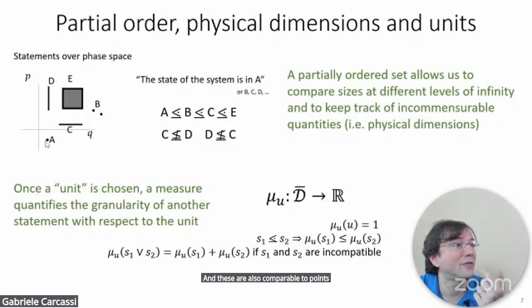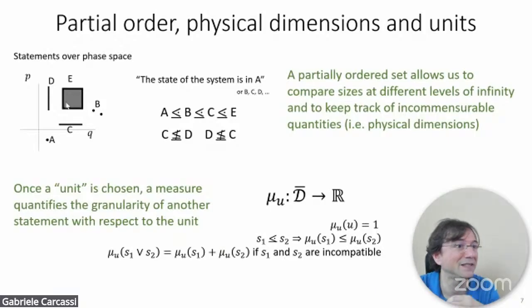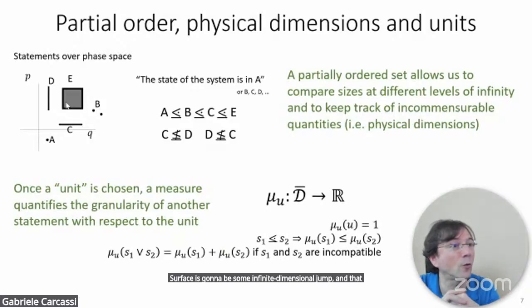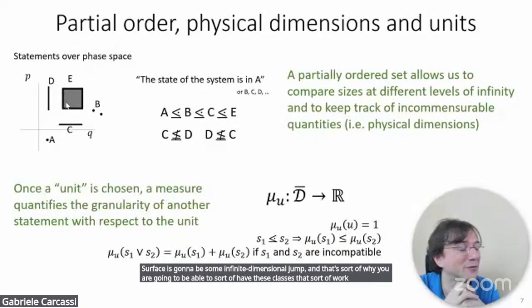So the issue is that the jump between a line and a surface is going to be some infinite dimensional jump, and that's sort of why you are going to be able to have these classes that work together in this way.